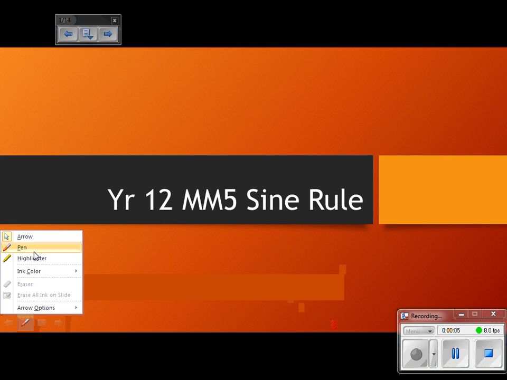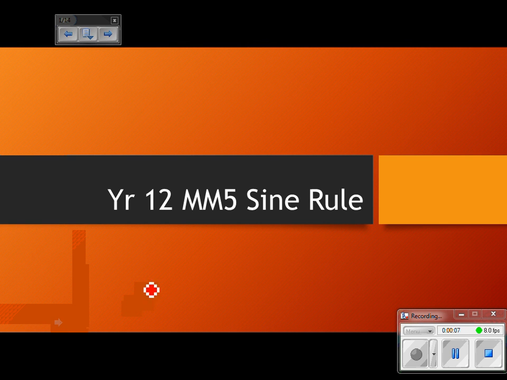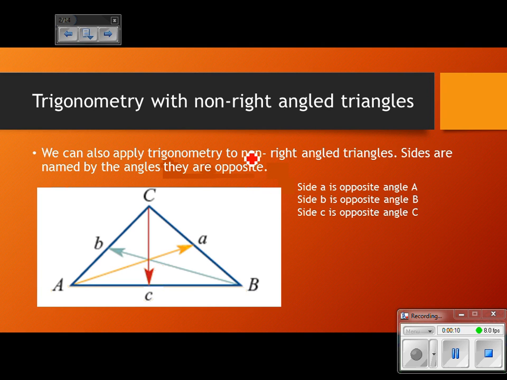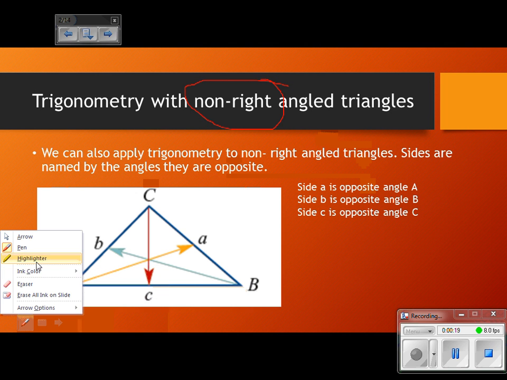Year 12, we're looking at the sine rule today. Sine rule's interesting. It has stuff to do with trigonometry with non-right angle triangles. That's a bit of a newbie. Never seen this before. Good stuff.